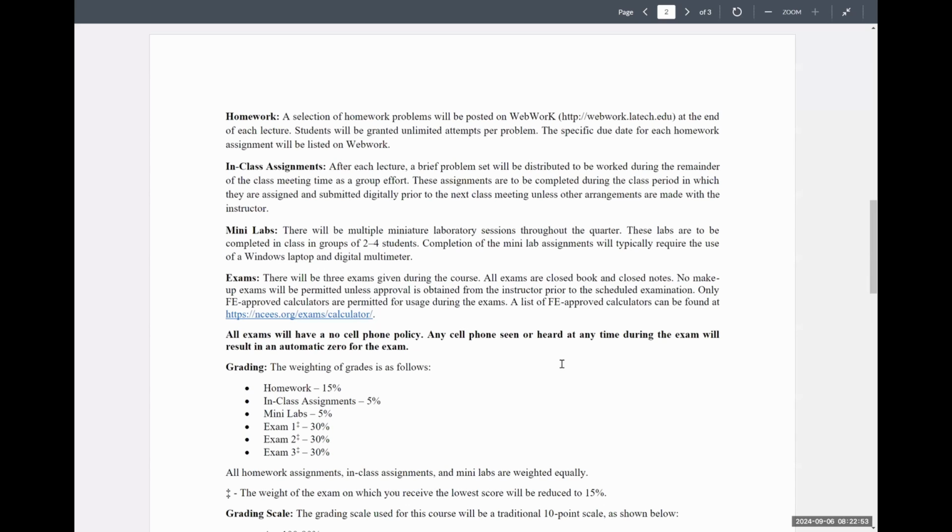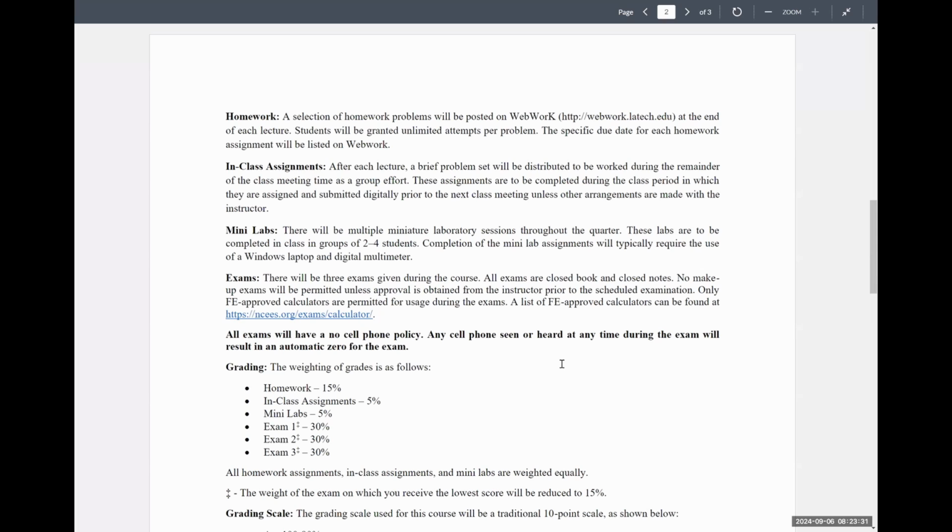The reason why you get an equation sheet on exam 3 and exam 3 only is because the last several days of class, we're going to cover complex power, which is just a ton of different mathematical relationships. And I think it's unfair to make you guys try to memorize or learn like 14 relationships in one day before you take your final. So I give you a little cheat sheet just for that material. No makeup exams unless you let me know why you're having to miss the exam and all of that kind of good stuff. Only FE approved calculators are permitted for usage during the exams.